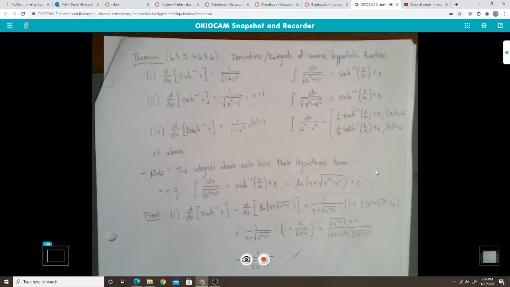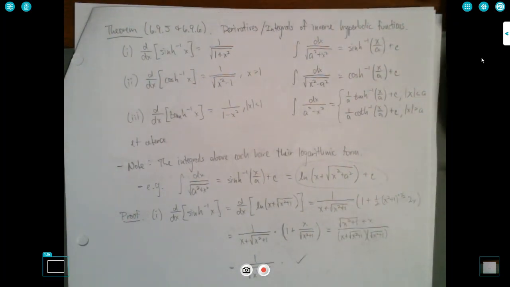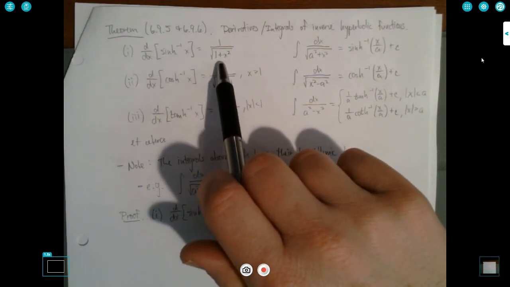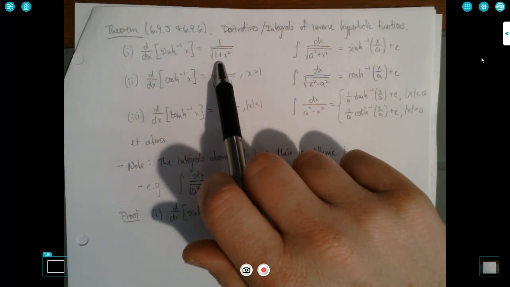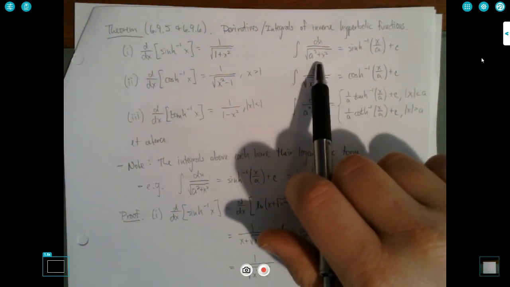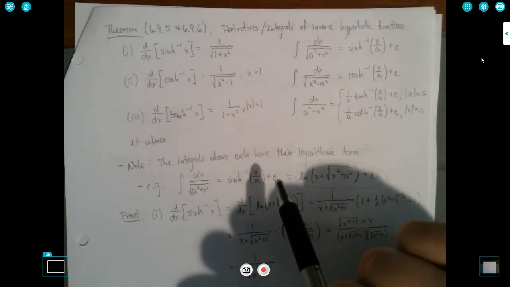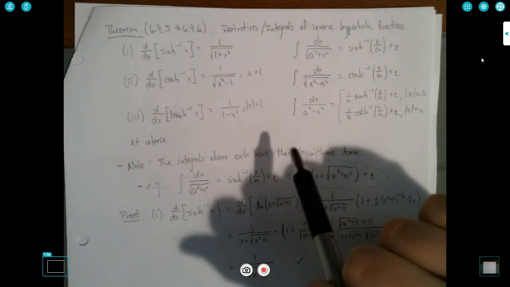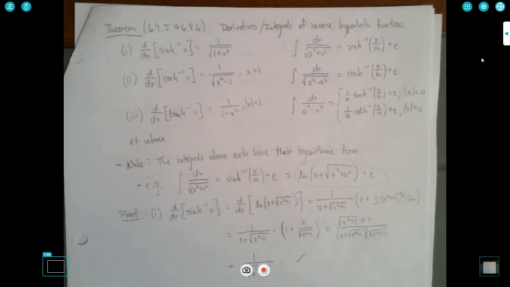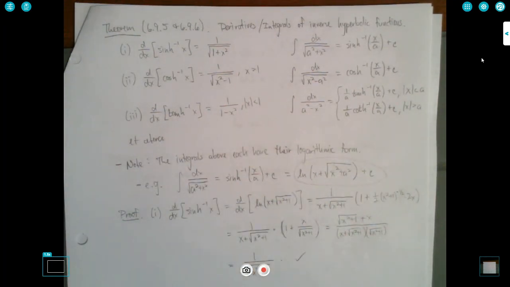So again, make sure that you look at those in the book. But here are the first few. The derivative of sinh inverse is 1 over square root of 1 plus x squared. And so that means if you want to integrate something of the form 1 over square root of a squared plus x squared, then that's going to be a sinh inverse type of thing. In particular, it's sinh inverse of x over a. And then we've got similar statements for cosh inverse and tanh inverse, as well as for the other three hyperbolic functions.